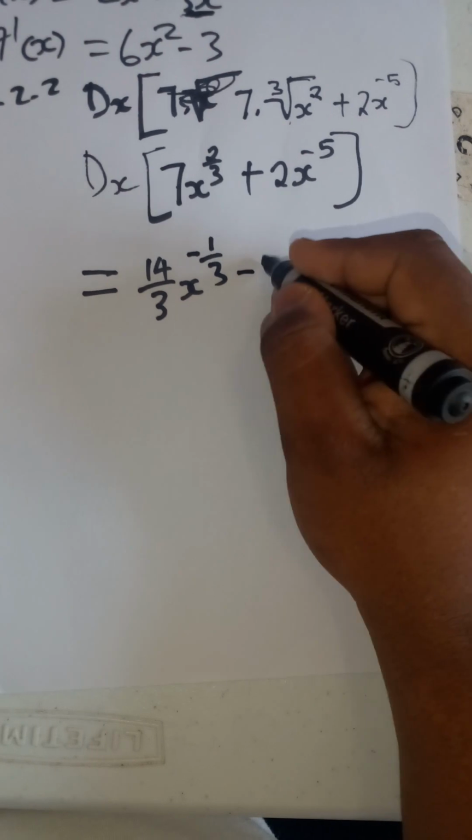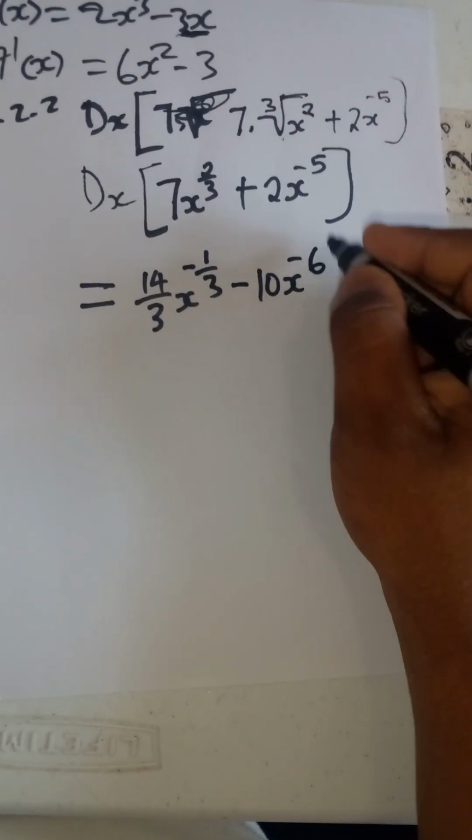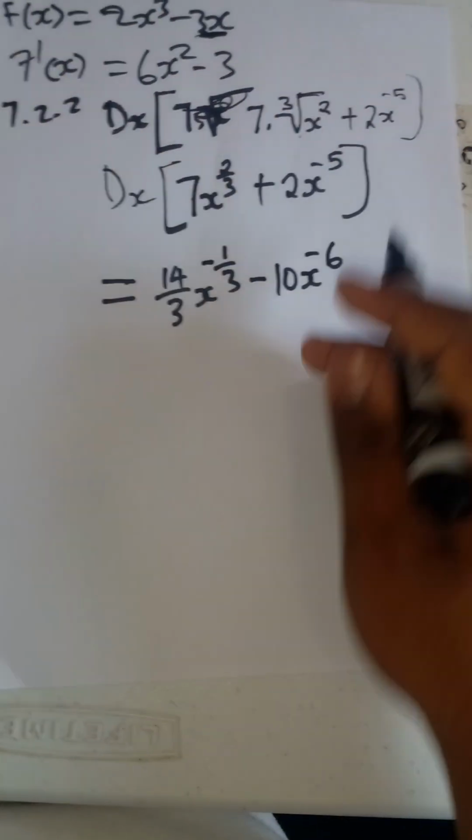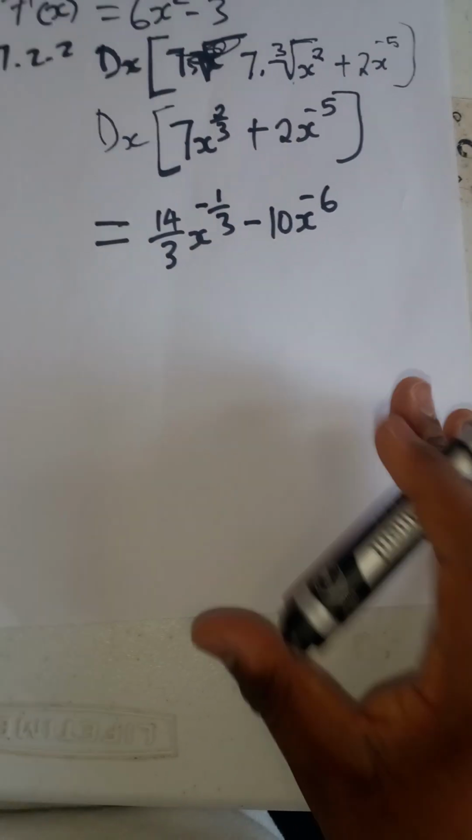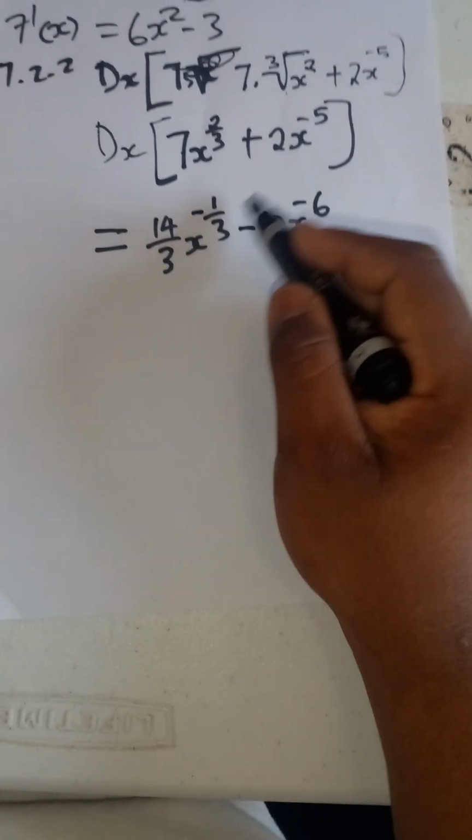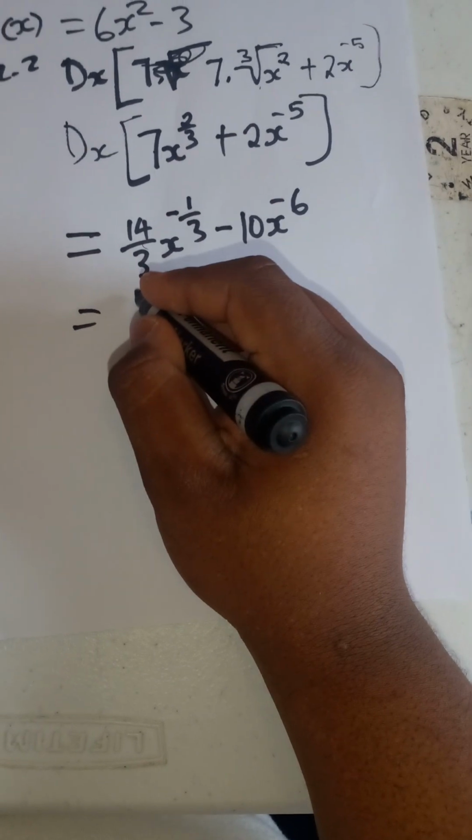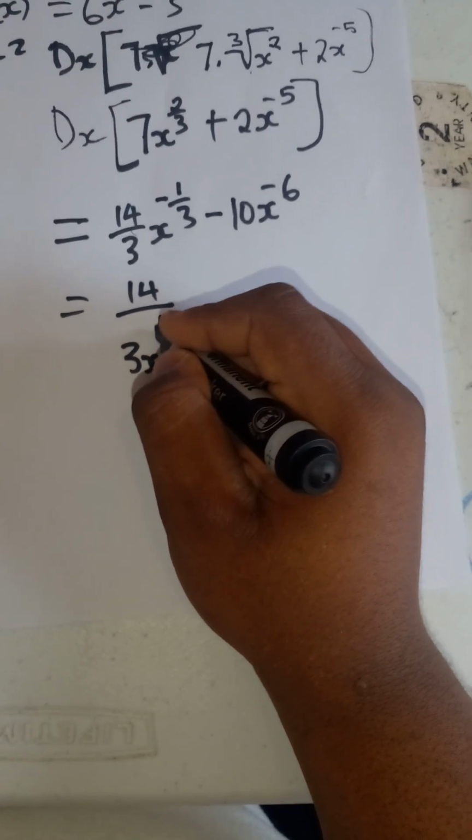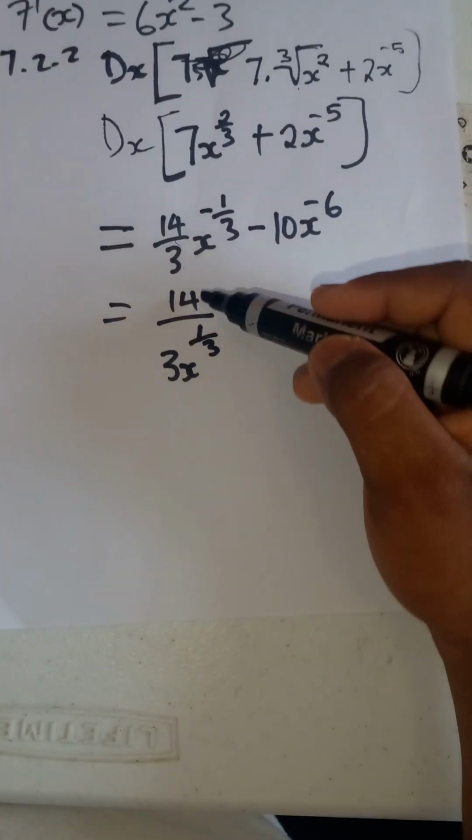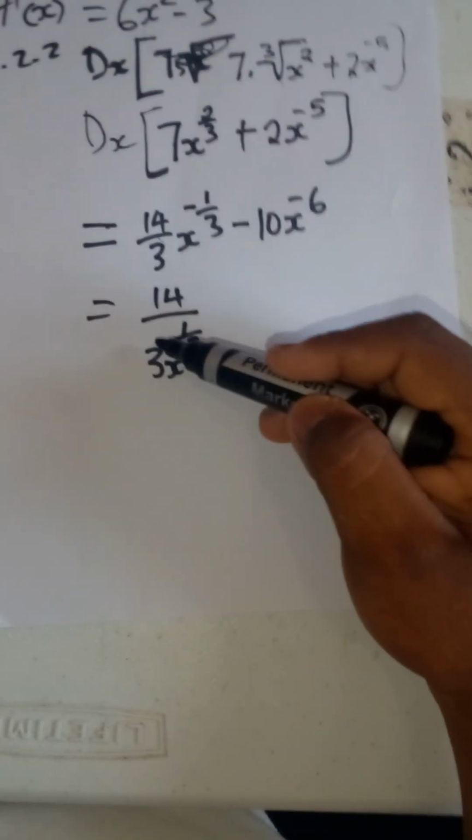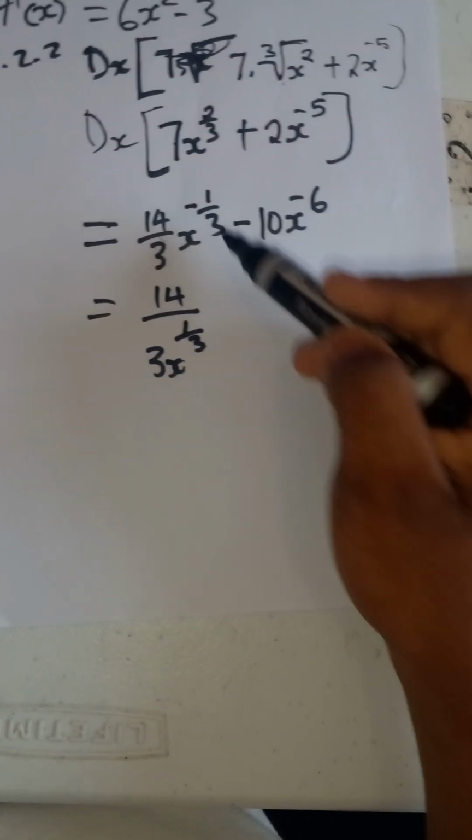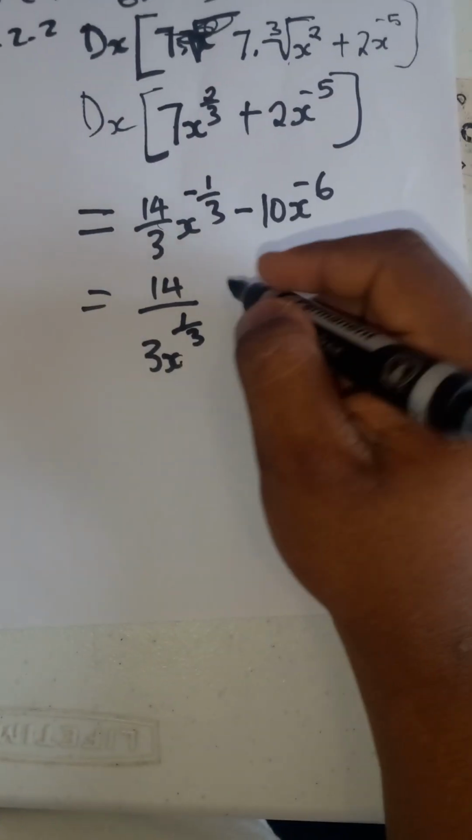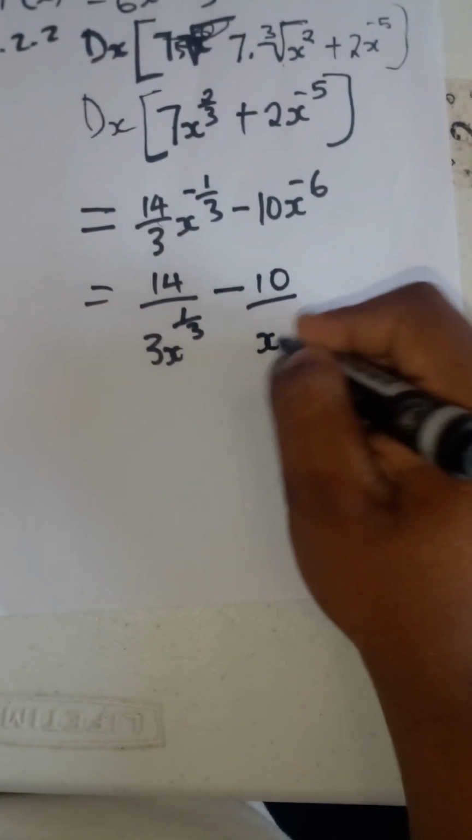Yeah. And then the next one is 2 times 5, which is minus 10x to the power of negative 6, since minus 5 minus 1 is negative 6. Now, as you can see, you can represent this one in another form. That's why they are saying it can be written as 14 over 3 x to the power of 1 over 3. Because when you take it back, the number stays the same: 14 over 3 and then x to the power of negative 1 over 3. And this one can be written as minus 10 over x to the power of 6.